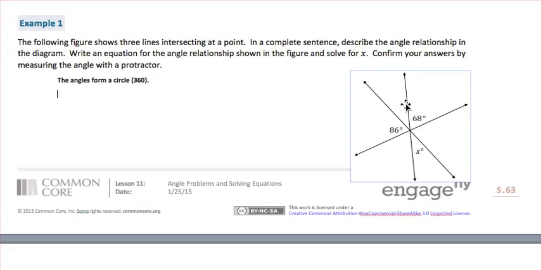If we do 86, and we'll call this x plus 68, that is a straight line. I can call this x because I know that these are straight lines, and that makes this a vertical angle to the other x, and they are congruent. They have the same measurement. We'll combine our like terms, which is 154 plus x, and that means that x is equal to 26.